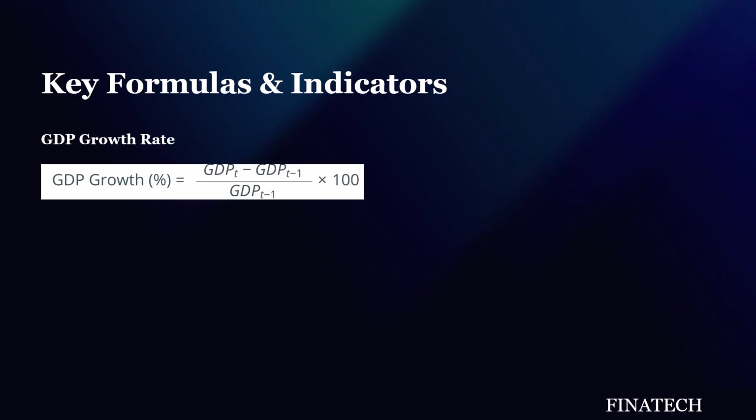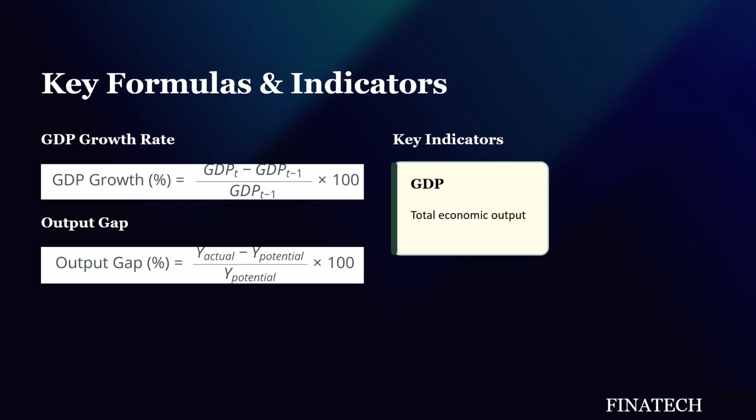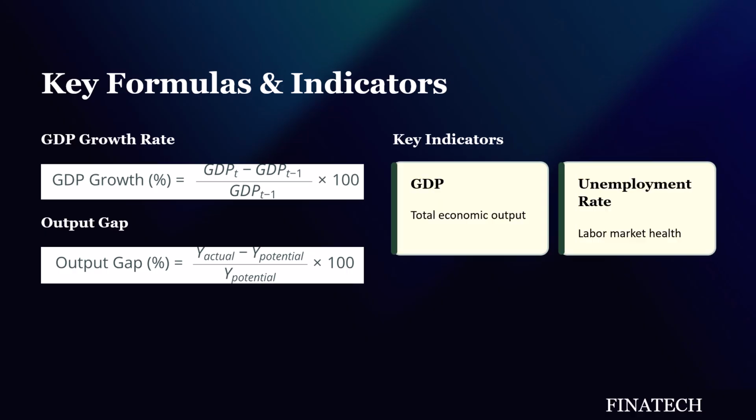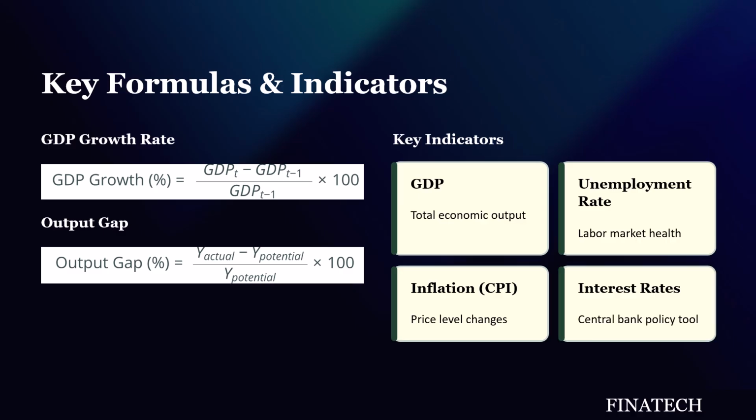Key formula and indicator. The GDP growth rate. This is the formula on the slide. Output gap. This is the formula on the slide. The key indicators: GDP, unemployment rate, inflation (CPI), and interest rates.